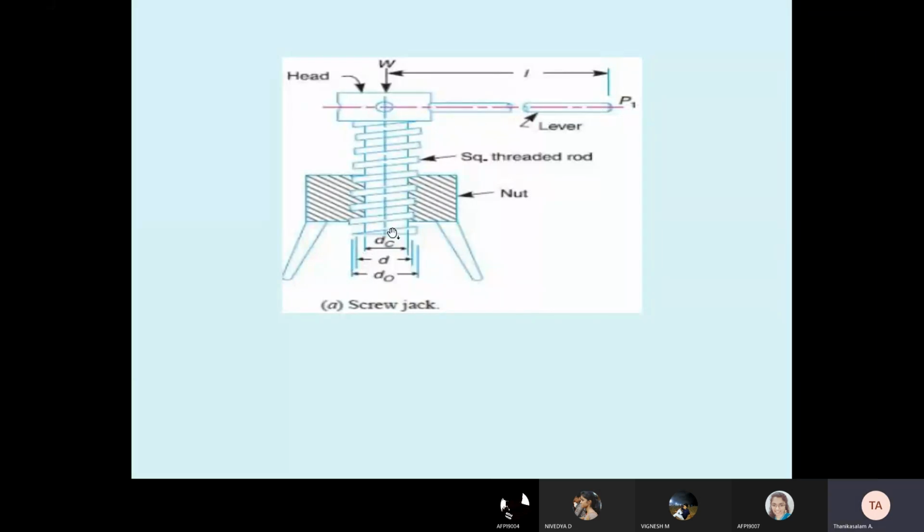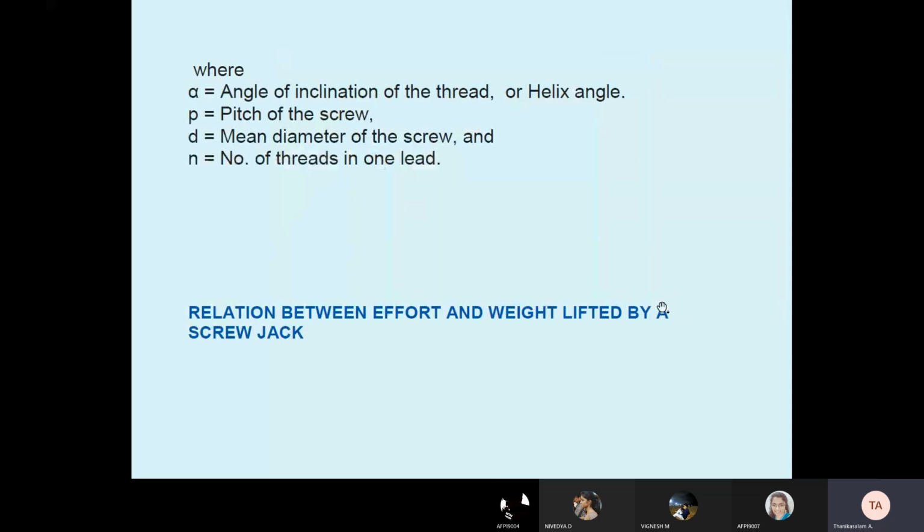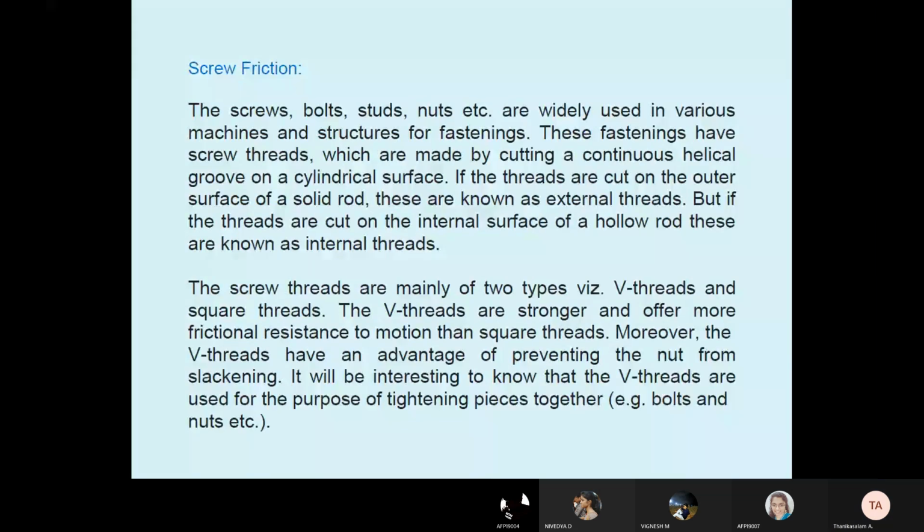The screw jack means the thread is available. Thread may be a V thread or square thread. The screws, bolts, nuts, studs, etc. are widely used in various machines and structures for fastenings. These fastenings have screw threads, which are made by cutting a continuous helical groove on a cylindrical surface. If the threads are cut on the outer surface of a solid rod, these are known as external threads.